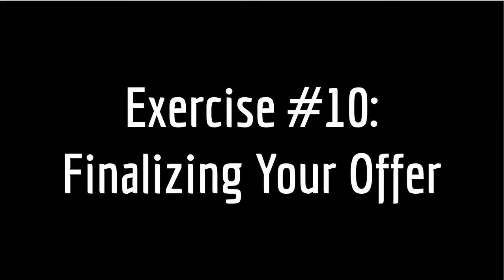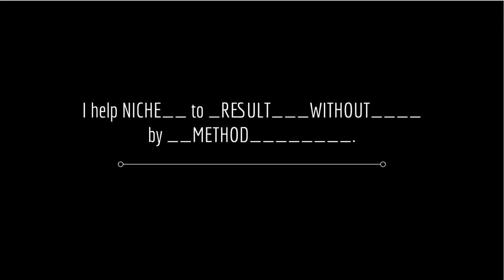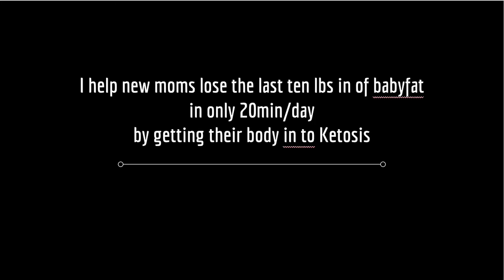So exercise number 10, we got one more. Finalizing your offer. Now, we've been through this again and again. One of the reasons is it helps to do it a couple times in a row, and we're just doing it with slight variations just to see what comes out, okay? So this is basically the same thing we've been doing. I help niche to get result without objection by method.